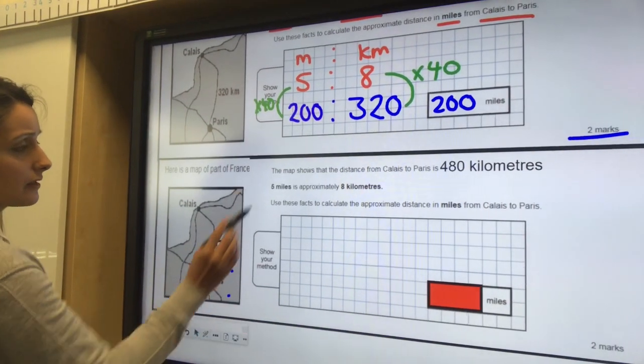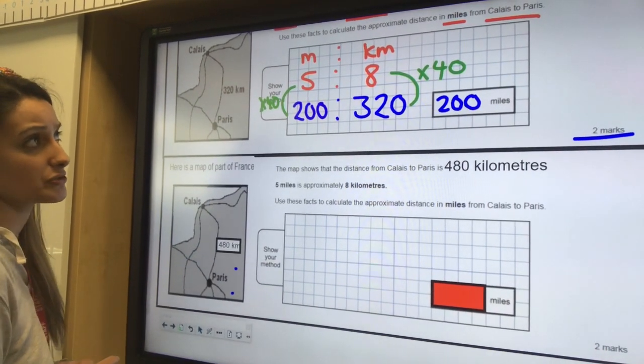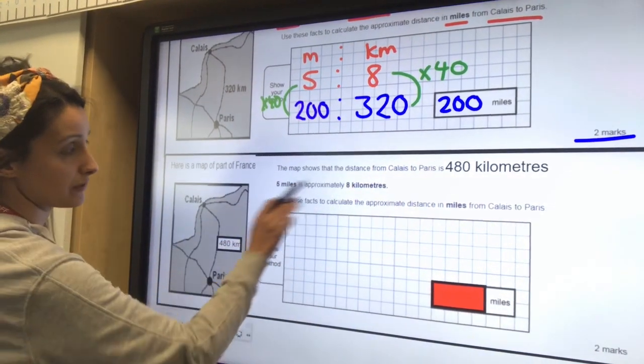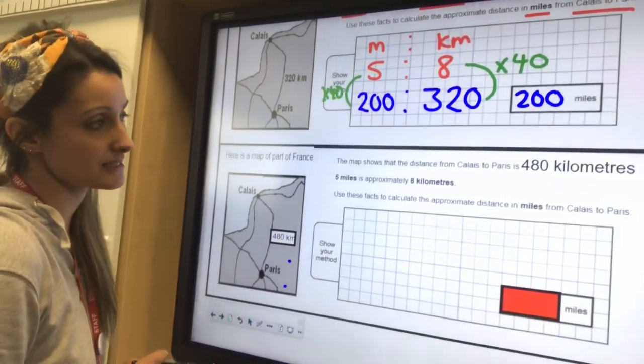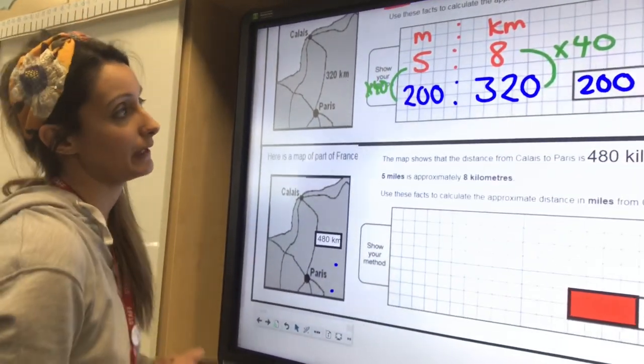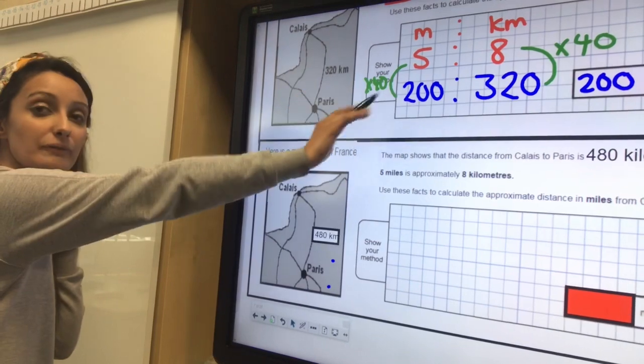The question is, the map shows the distance from Calais to Paris, which is 480 kilometres, so I've changed that there, kept the rest the same. 5 miles is approximately 8 kilometres. Use these facts to calculate the approximate distance in miles from Calais to Paris. Okay, have a go. Lay it out exactly like mine.